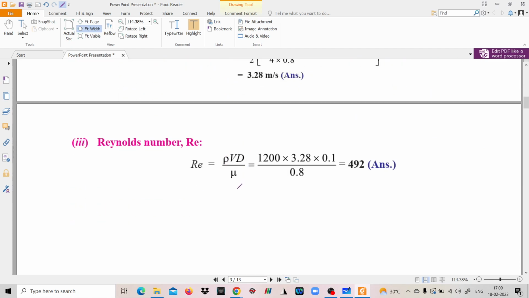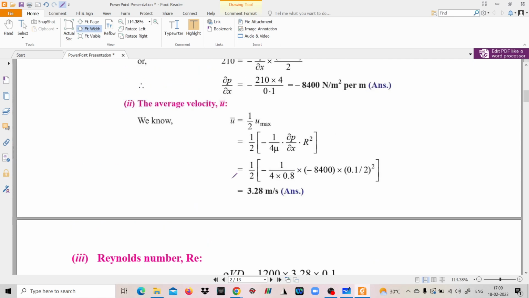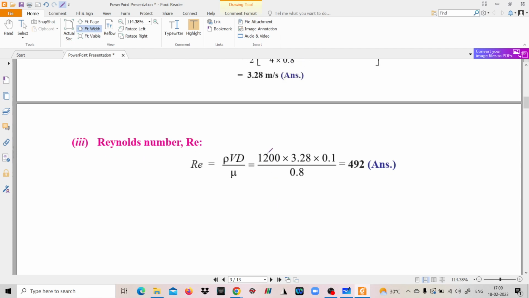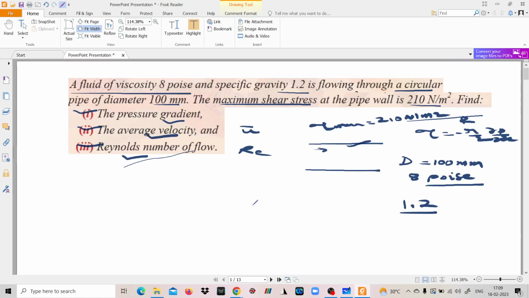Reynolds number is rho v d by mu. But the question is, v is not given to us. So what can you do? Just think carefully. If V is not given to you, for Reynolds number, you need U average.